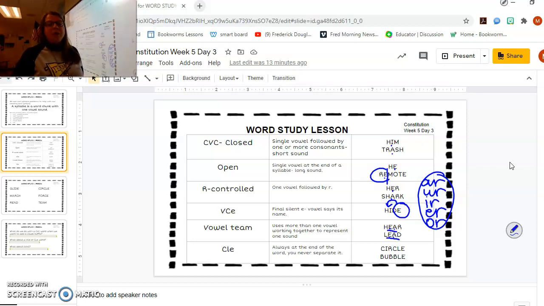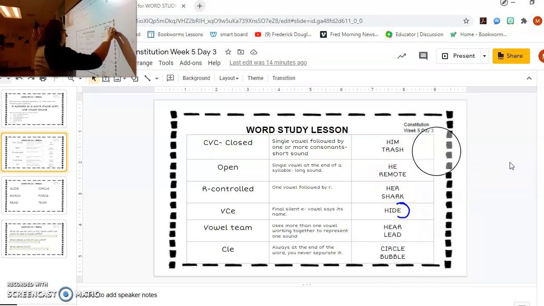And the last syllable type is CLE, consonant LE, always at the end of the word, and we never separate the consonant LE. So like in these words, circle and bubble. CLE at the end of the word circle is the CLE syllable, and bubble, B is a consonant, LE, CLE.